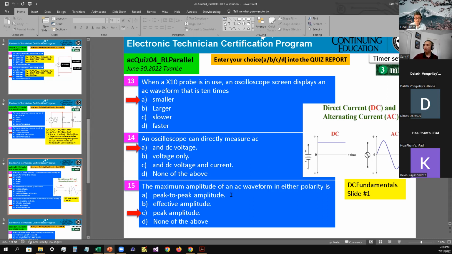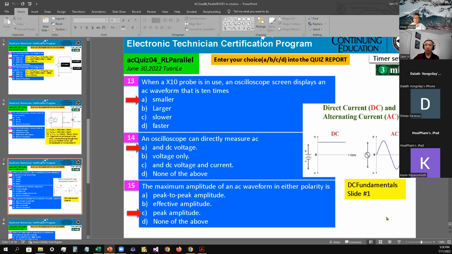Number 15, the maximum amplitude of an AC waveform in either polarity is the peak amplitude. So if you go to the positive side, that's V peak. To the negative side, you're going to V peak. Okay, so therefore it's only the peak amplitude. Answer C as in cat for number 15.